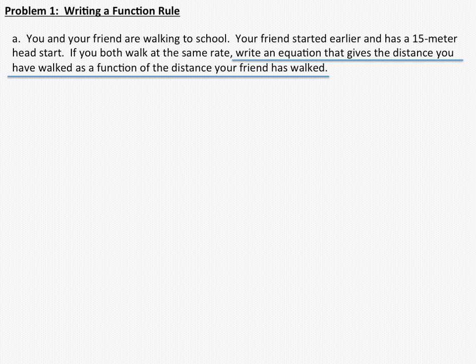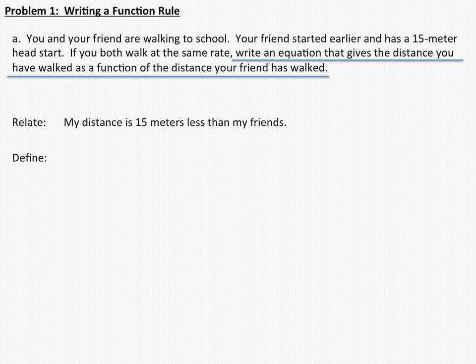Write an equation that gives you the distance you have walked as a function of the distance your friend has walked. So my distance depends on how far he walked. Alright, and how are they related? So if I wanted to relate those two things, my distance is 15 meters less than my friend's distance, because he's got a 15-meter head start.